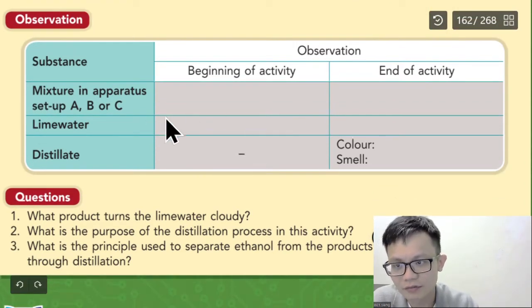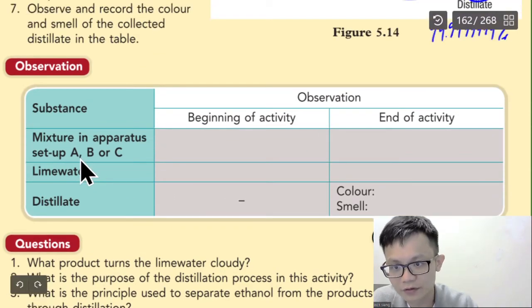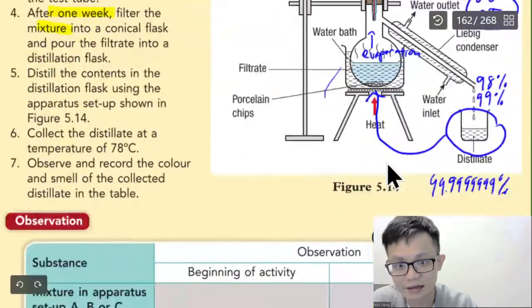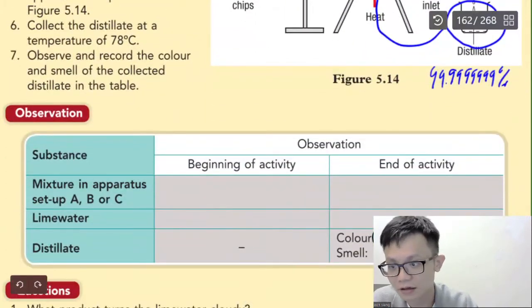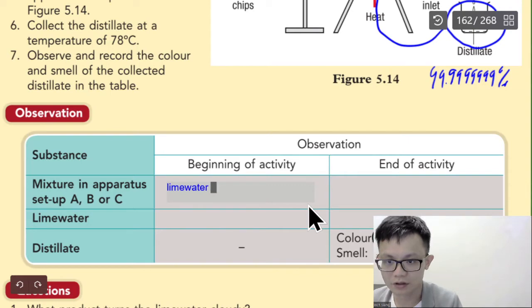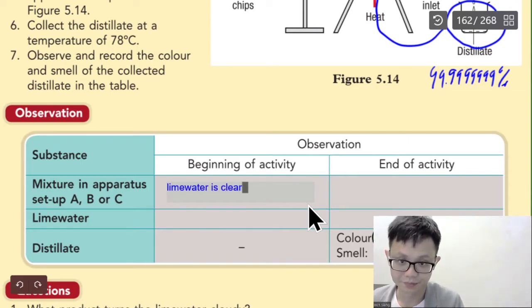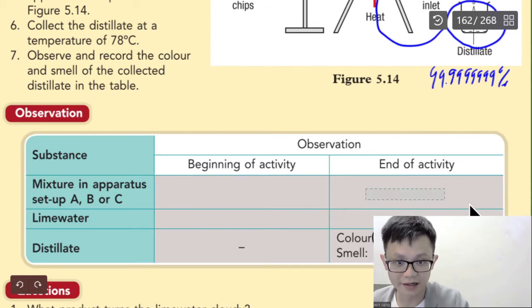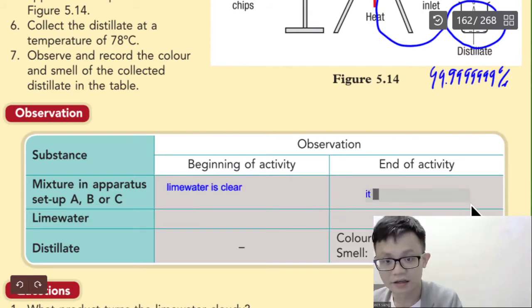So after we do this, the observation at the beginning of the activity, I would say that the lime water is clear. Need to type it out. Okay. So I just put the lime water is clear. At the end of this activity, it turns cloudy.